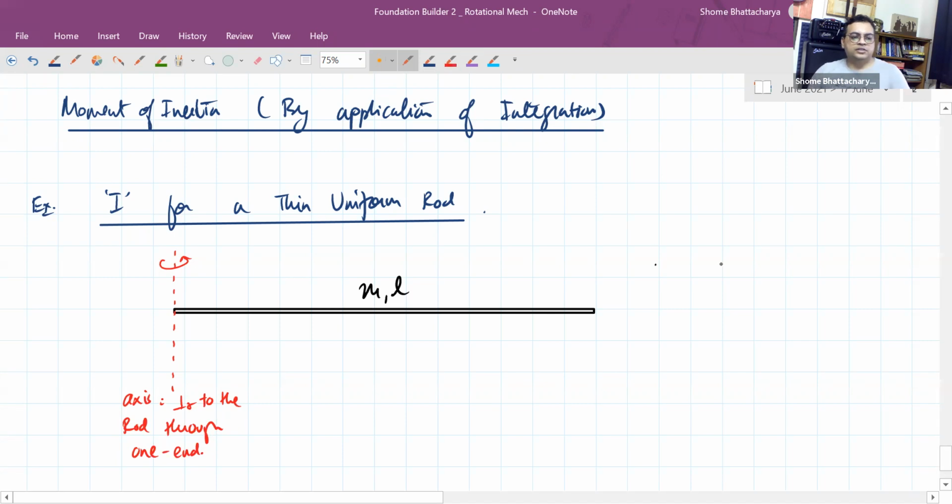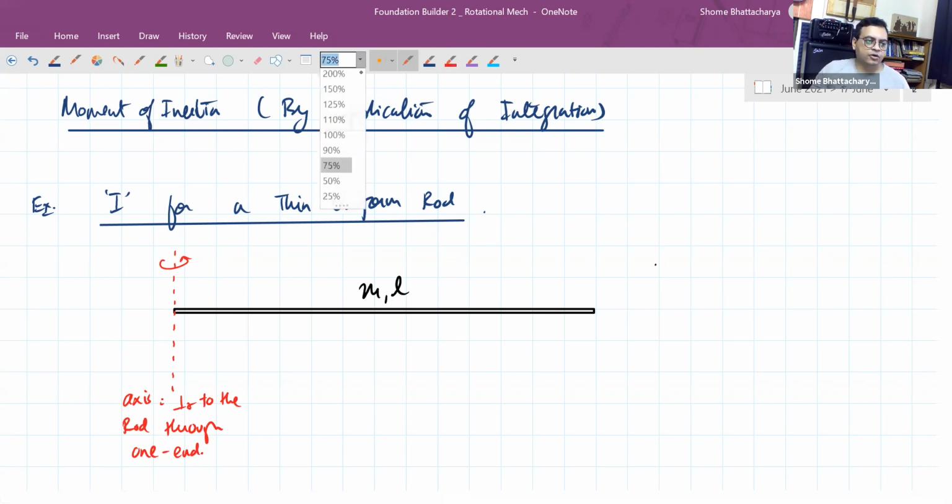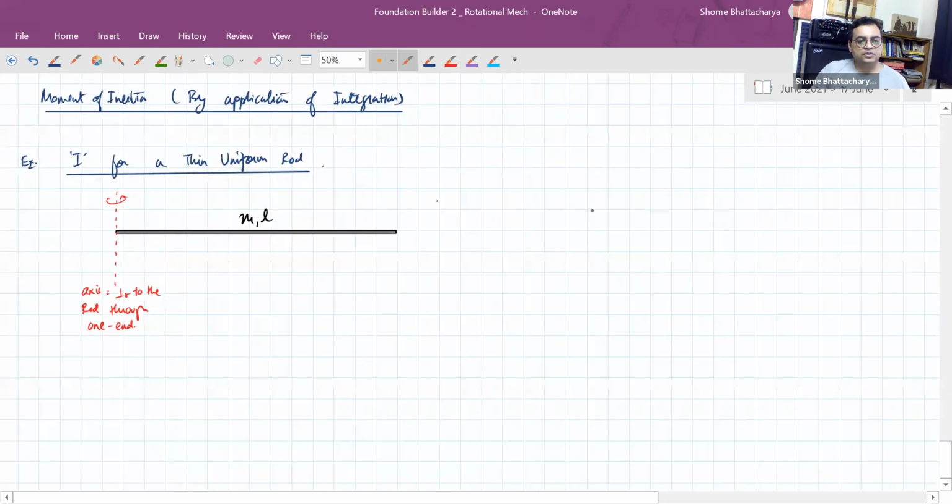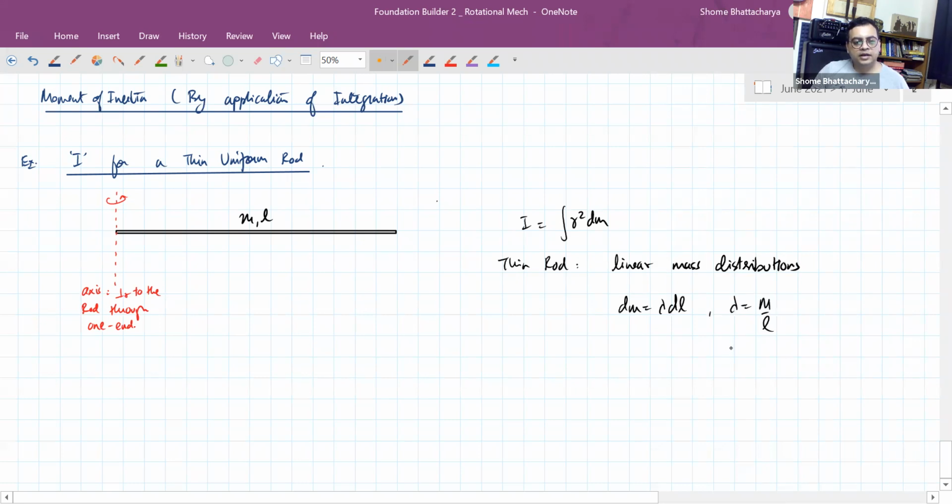So to calculate moment of inertia, we will of course use this integration formula, that it's integration r squared dm. Now notice that a thin rod is a linear mass distribution. Like we had seen in center of mass, there is linear, surface and volume. So linear mass distribution means we should take dm as some lambda dl, where lambda is mass per unit length and dl is a length element.